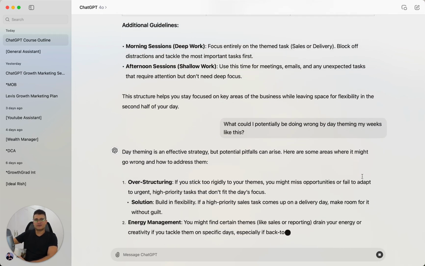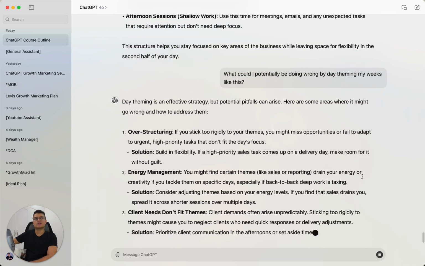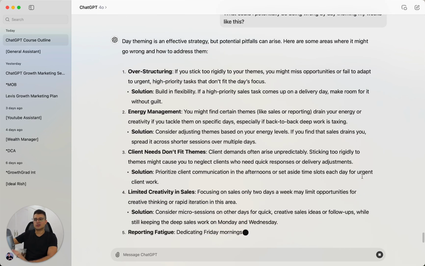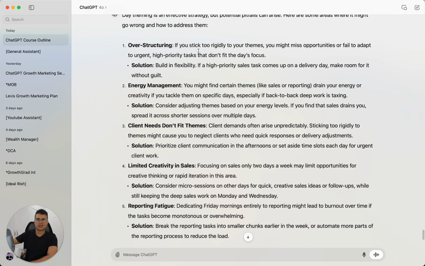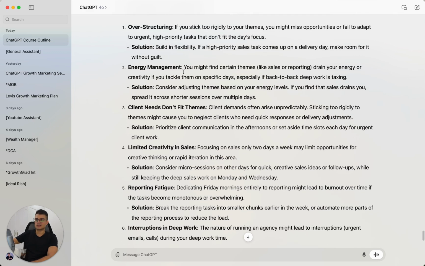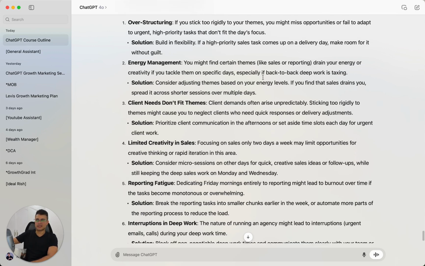The important thing about this is that you might feel that your way of doing things is the right way, which may not be the case. So here are the problems. Because I have day themes, I might be over-structuring it. So if a client is going crazy, I may not prioritize that. So where's the flexibility in this? Energy management. Some days I will just have a lot of reporting to do, and then it'll be hard to go back because the back-to-back deep work could be taxing, right?